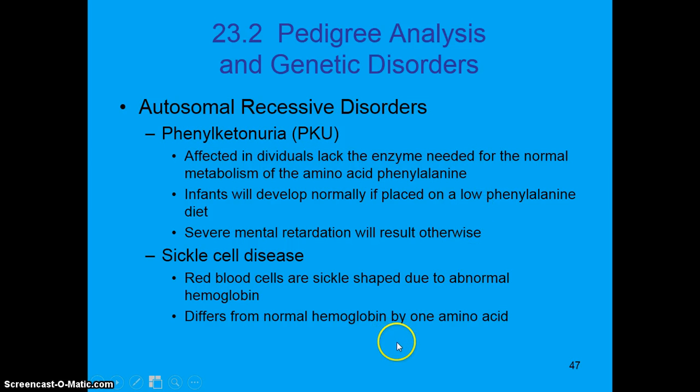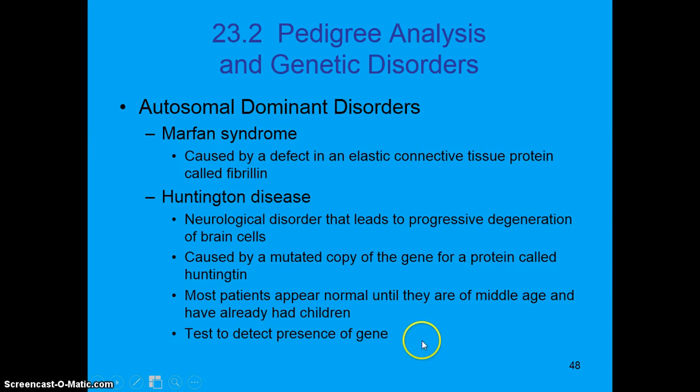Another one is sickle cell disease. This is found mostly in African Americans. These are cases where the red blood cells are actually sickle shaped instead of regular, and we'll look at what that looks like on a slide here in just a little bit. But instead of being round and foldable and easily moving throughout the circulatory system, they're sickle shaped and they're not as flexible. And we've been looking at autosomal recessive disorders.